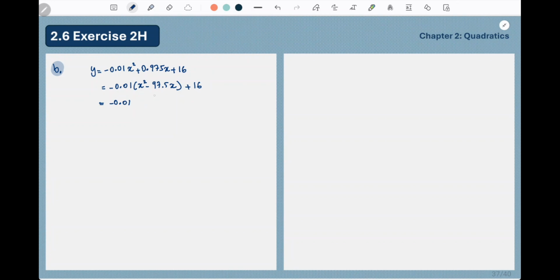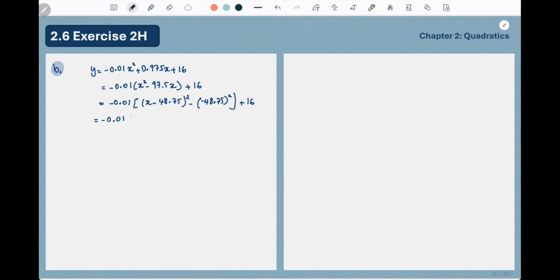And how are we going to complete the square? We're going to focus on these two again, and using the formula, 97.5 over 2 would give us 48.75, and the x is gone and the square is completed right now. Minus 48.75 squared plus 16. And now I'm going to expand.